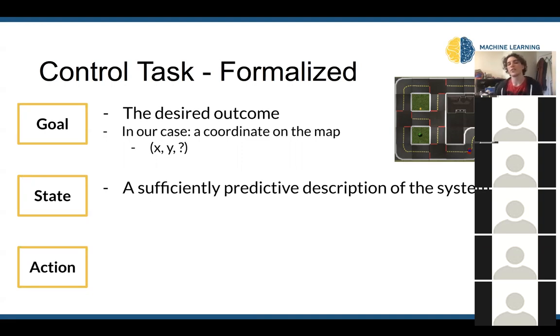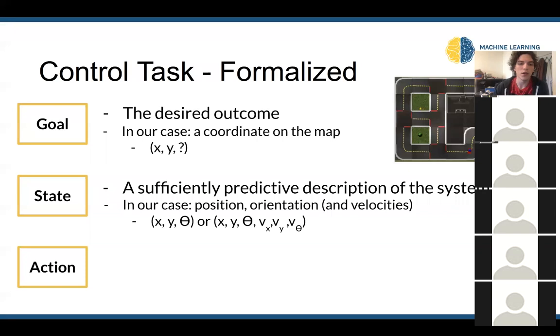A state in control theory is a sufficiently predictive description of the system. And this bit about it being sufficiently predictive will come into play later in the lecture. But basically, this is a description of what the state of the system is. That's enough information to be able to predict how the system will evolve. So this could be things like a position, an orientation, and maybe some velocities. Depends how specific we want to be. So if we want to know the state of the car, we need to know not just where it is, but also where it's facing. And if we want to know the state more specifically, we need to know the individual wheel velocities, or just the forward velocity and the rotational velocity.